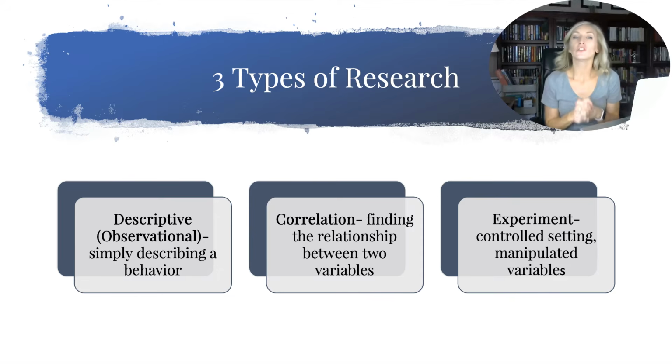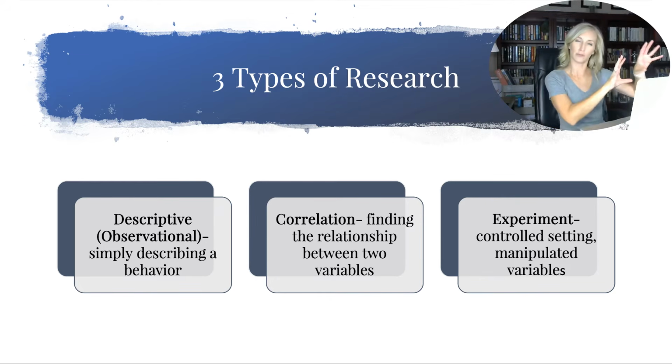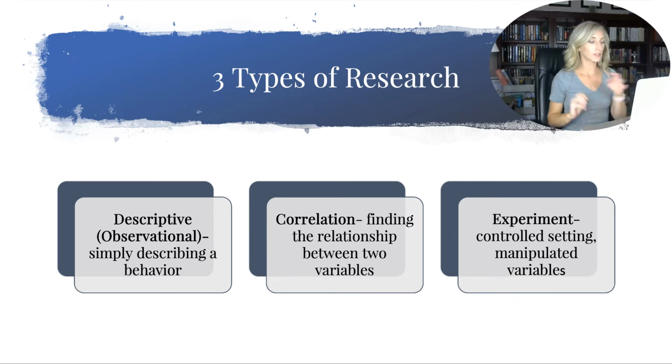All right, so let's look at three types of research. We're kind of done talking about correlations. Now let's talk about descriptive or observational research, which is simply describing a behavior. The correlation again, and then experiments. Experiments being a controlled setting with manipulated variables.